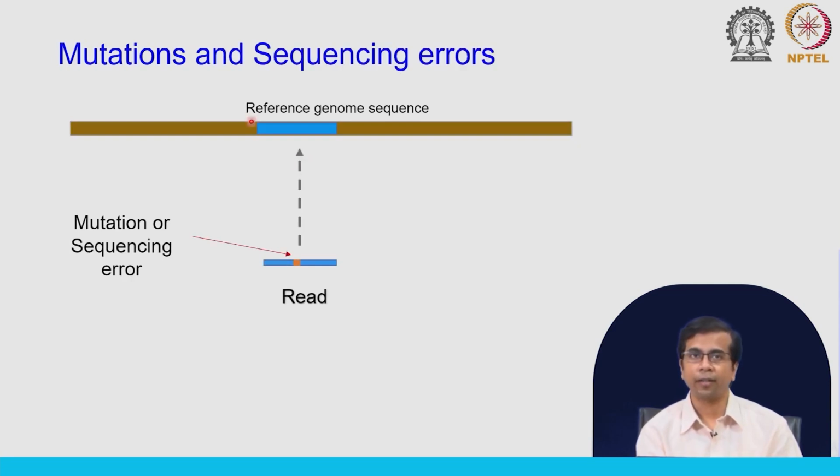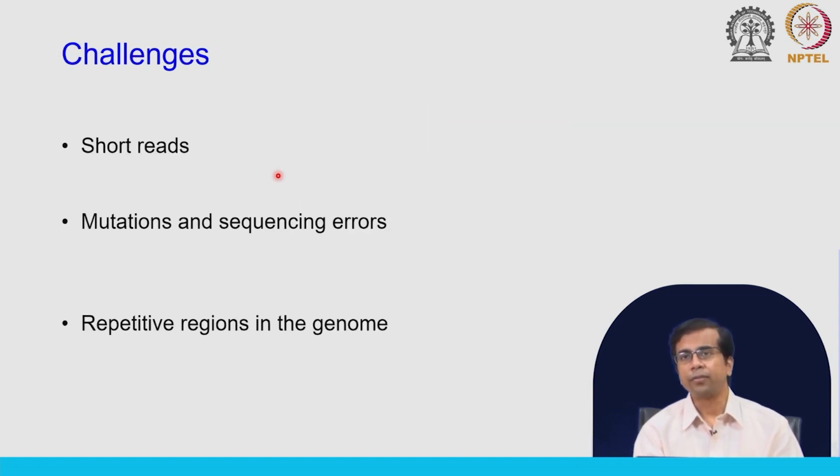Just to represent this schematically, in an animation, if you do not have this mutation in red, this is a perfect match. We say, okay, there is a perfect match and this read comes from this position. But if you have this mutation in red, then you do not have a perfect match, and it makes this mapping problem more challenging. Then you have one more challenge, which is the repetitive regions in the genome.